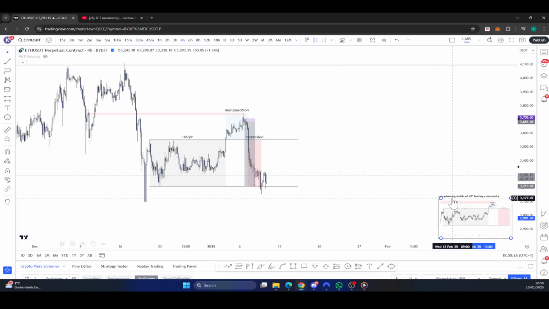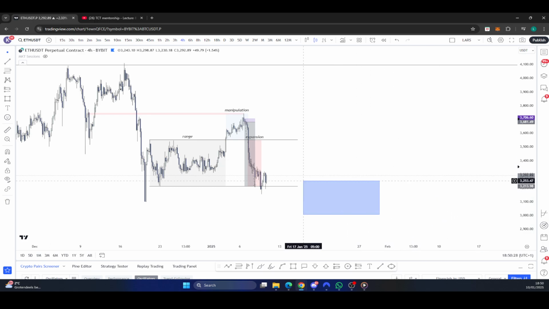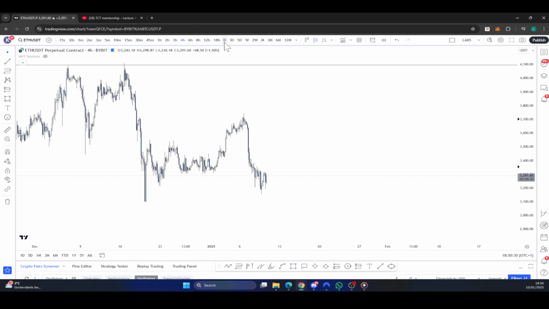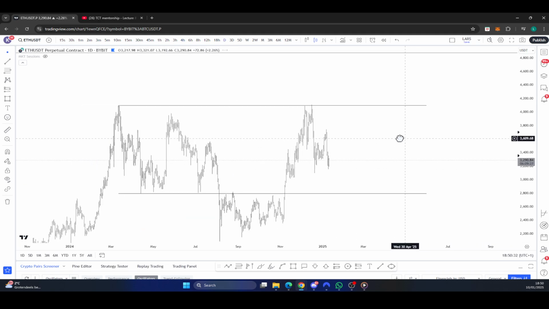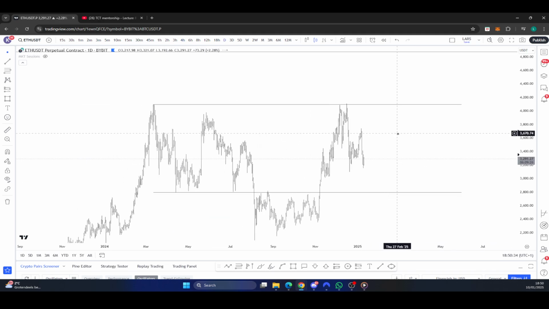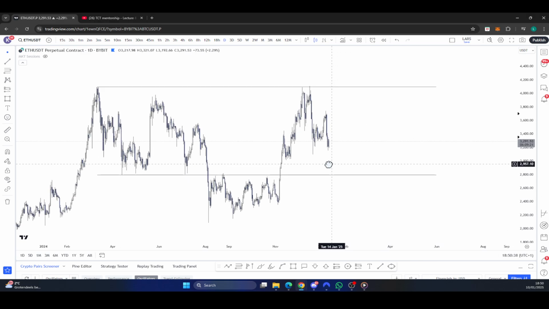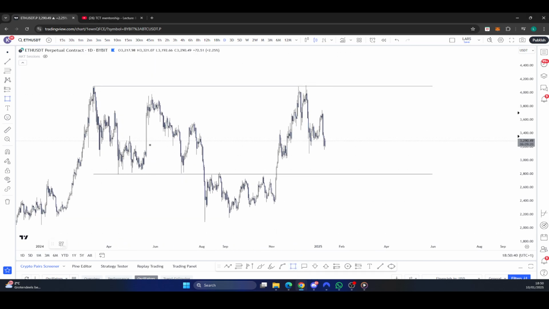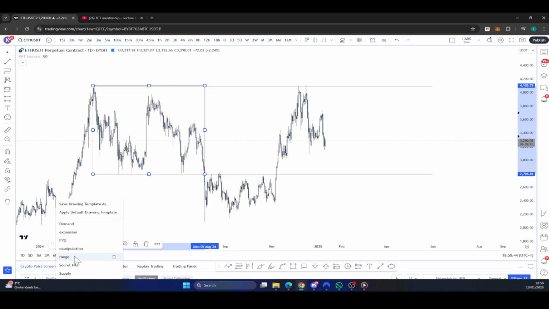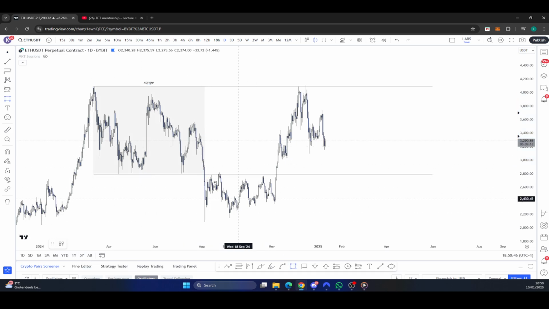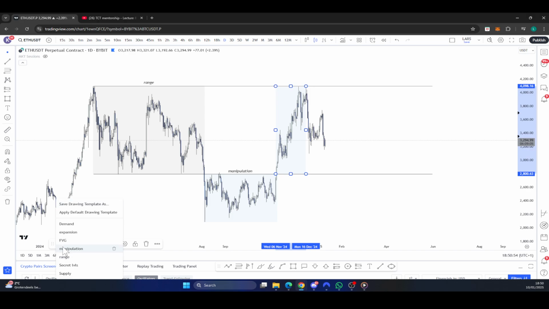Okay. Let's get rid of this. We can also get rid of everything. Okay, let's start. So, as always, I like to build some context. And from a context perspective, the only thing you need to know on ETH is that we actually already had, now that I'm looking at it, a high time frame PO3 schematic where we had the range, we had the manipulation right here, and then we had the expansion, and that completed itself.